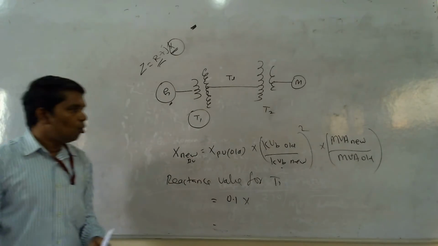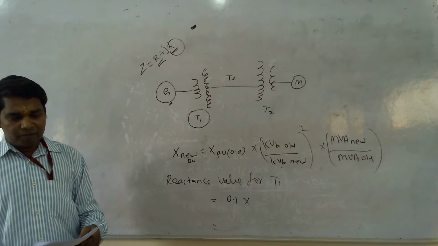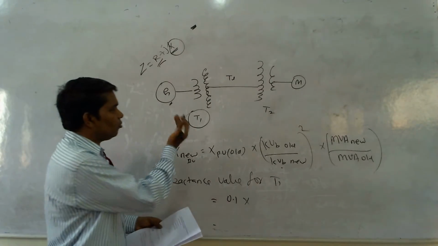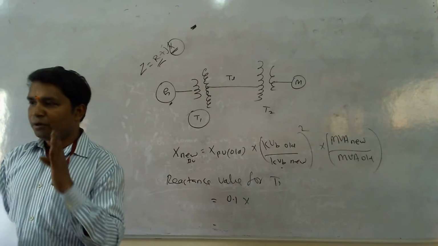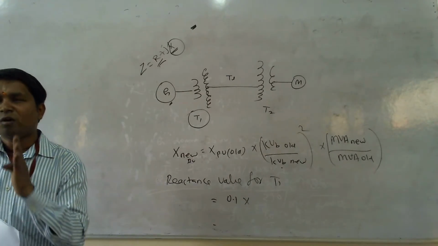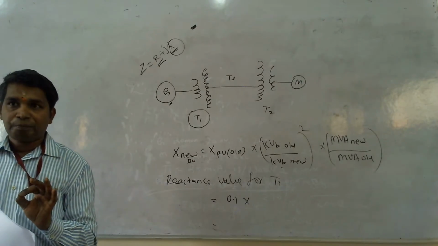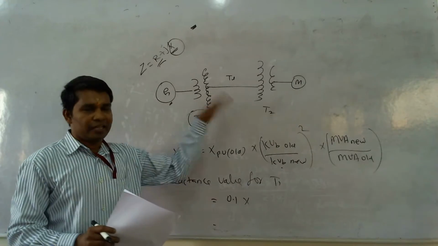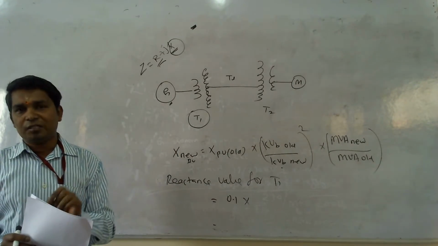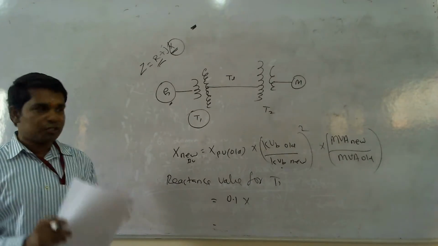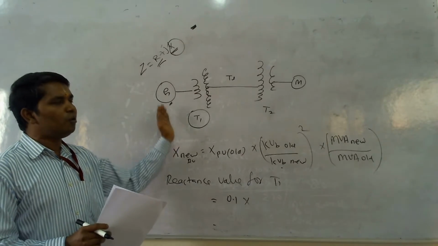Multiply by the kilovolt base old value. How much is it given? It depends on which side you are taking, secondary side or primary side. That we already know, right? One advantage of the per unit value is that whether you take the reactance with reference to the primary side or secondary side, low voltage side or high voltage side, you will get the same values. That is one of the advantages of the per unit system. So here you can use the base value on the primary side or on the secondary side.